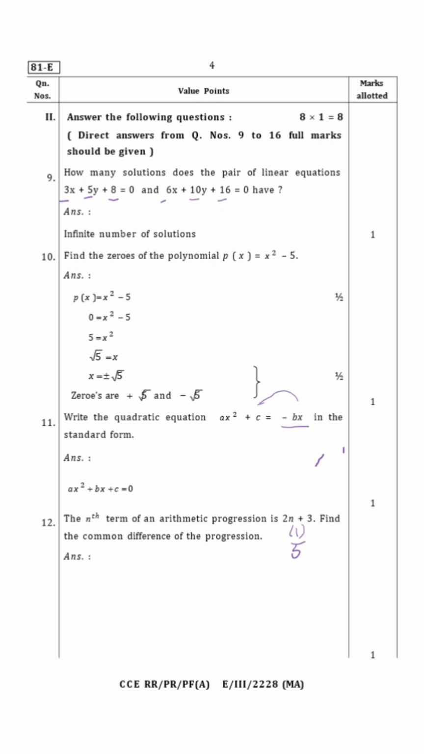For the second term we have to put n is equal to 2. 2 into 2 is 4, 4 plus 3 is 7. a2 minus first term, 7 minus 5, that is equal to 2. So the common difference is 2.